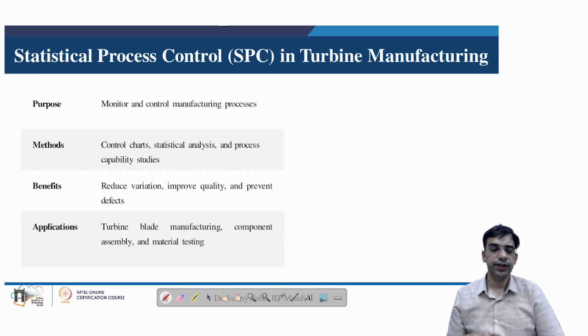Next is the use of statistical process control in turbine manufacturing. Now, statistical process control is basically the application of statistical methods to monitor and control the quality of the production process. So here the objective is to efficiently produce the parts. And what happens in manufacturing is there is a lot of variation because of several reasons. These reasons which cause variation in manufacturing are classified in two categories: one is the assignable reasons and the other category is the non-assignable reasons.